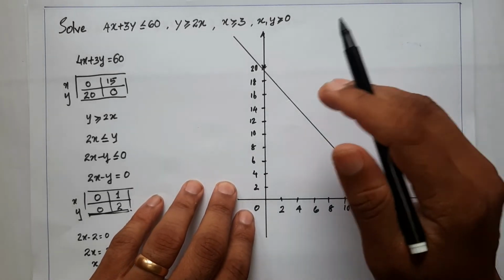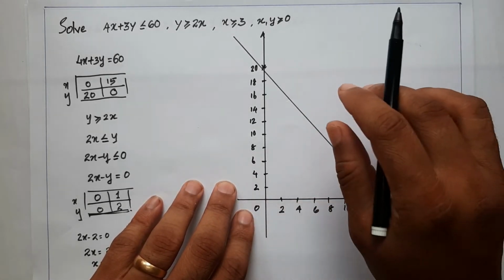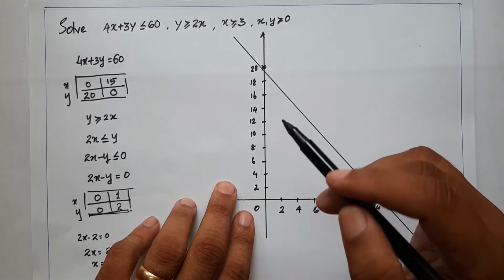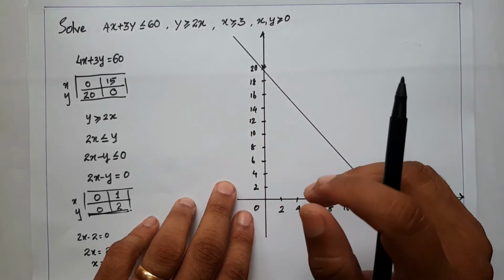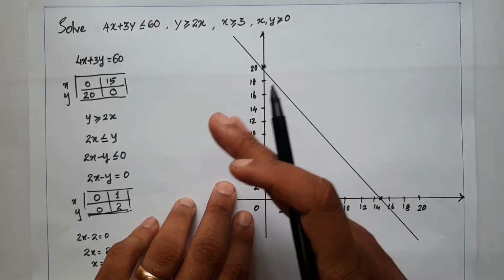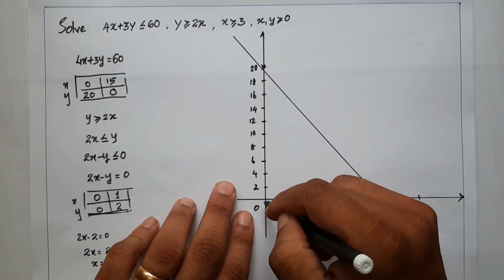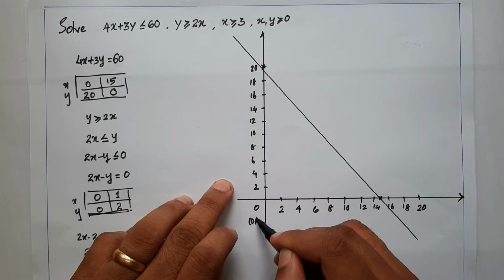Okay, here there are 2 half planes, the upper half plane and the lower half plane. We check using the origin. That is a simple way of finding the solution part of this inequality. Here the origin lies in the lower half plane, so you select the origin. Origin means 0, 0.